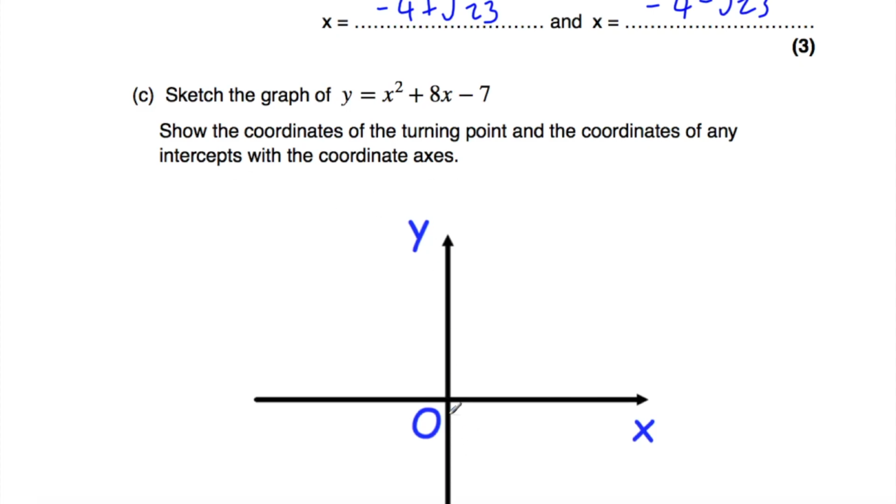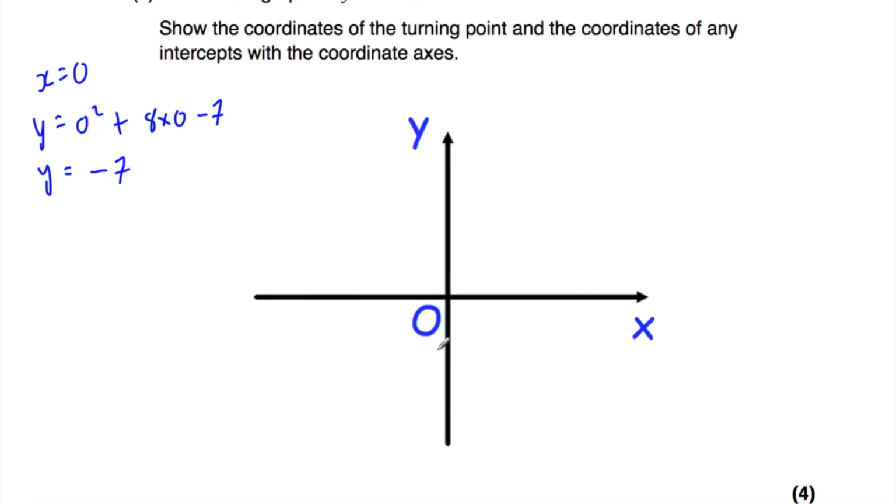To find where a graph crosses the y-axis, you let x equal 0, because obviously you're going 0 along. So when x equals 0, we would have y equals 0 squared plus 8 times 0 minus 7. That would be y equals 0 squared is 0, 8 times 0 is 0, add them together is 0, take away 7 would be minus 7. So this graph crosses the y-axis at minus 7, so down here somewhere, minus 7.